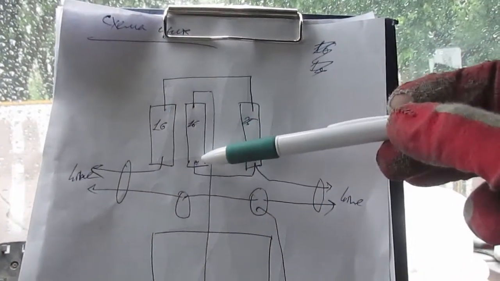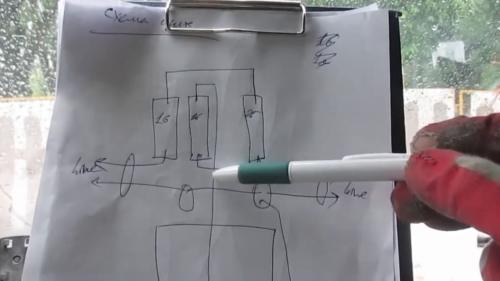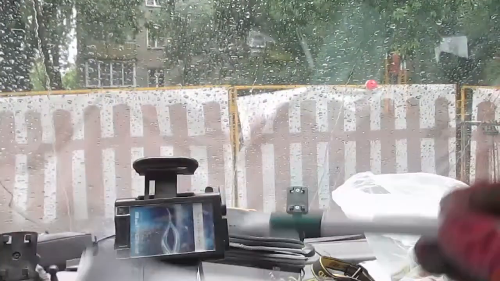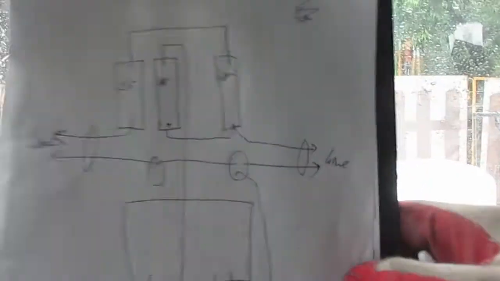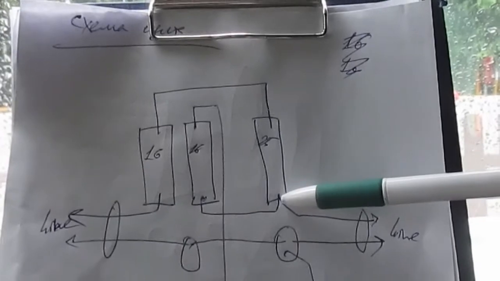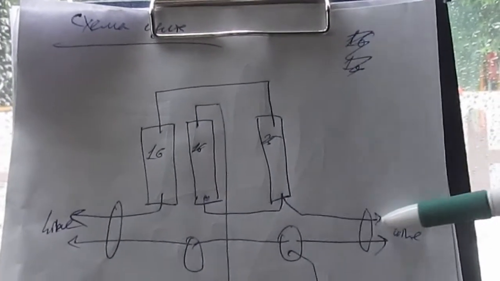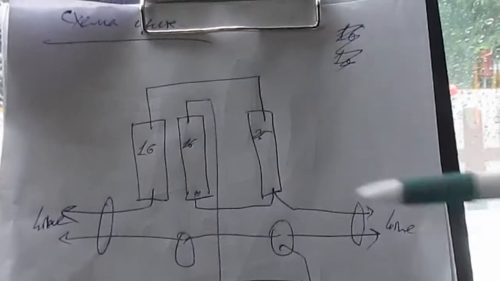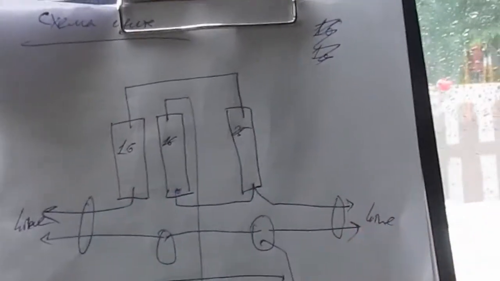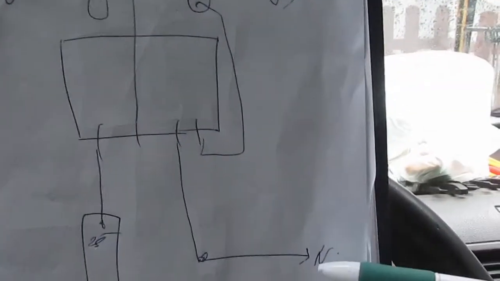The hot wire then runs to the lower terminal of the 25 ampere breaker. Oops, the scheme collapsed. So it runs to the lower terminal of this breaker. Then the hot wire goes to the right line, which runs to the apartment. There are all in all 2 lines running from the breaker panel to the apartment, the right one and the left one.